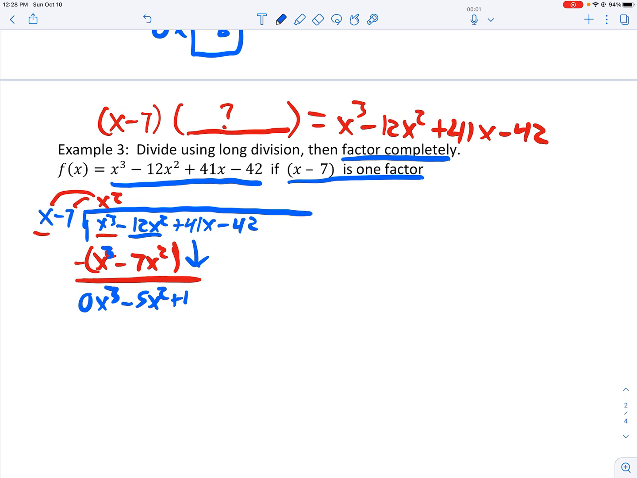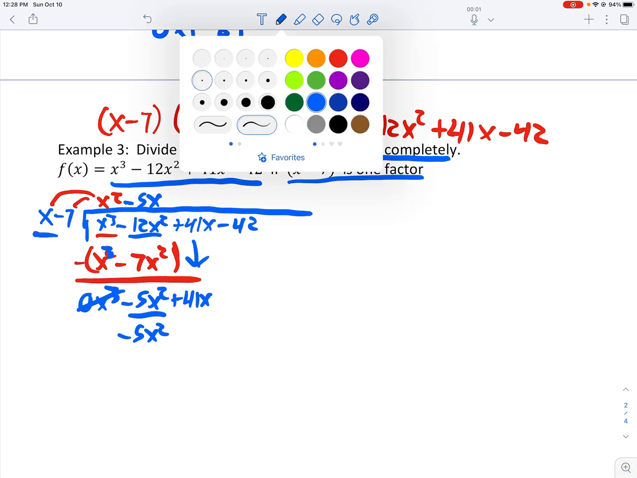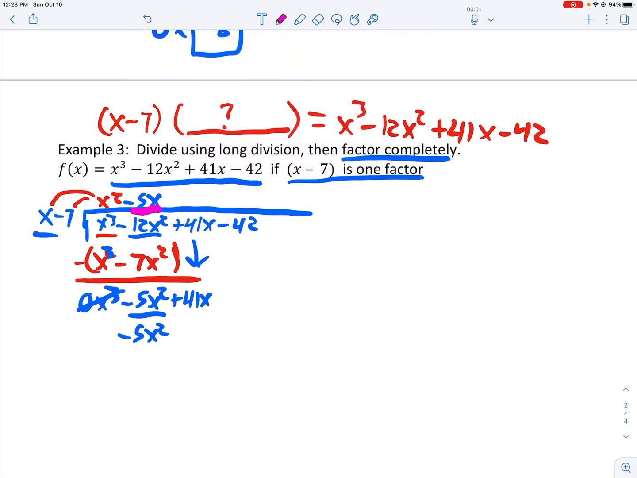Bring down the 41x and repeat. So this is gone, it's 0. So x goes into minus 5x squared minus 5x times, and then you multiply. So you get minus 5x squared, minus 5x times minus 7 gives you plus 35x, and then you subtract.